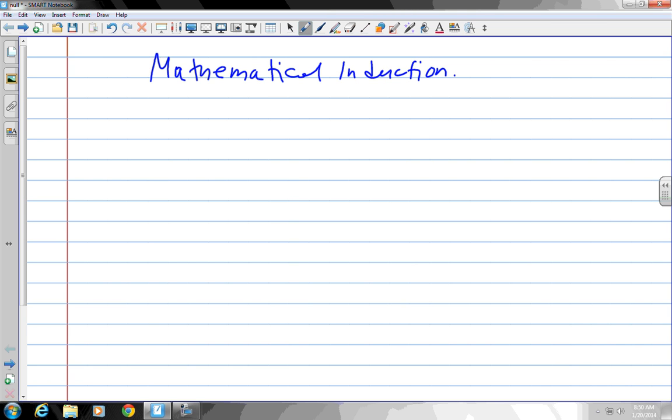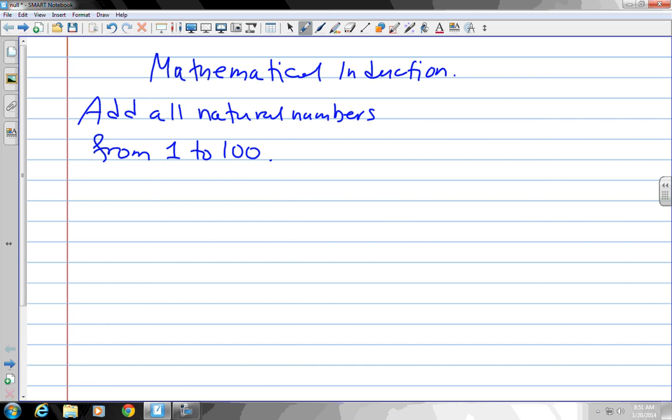So I will start with a very famous problem, and I'll ask you to add all natural numbers from 1 to 100. That's a fair question. There are a few ways of doing that. The straightforward way is to go, okay, 1 plus 2 plus 3 plus 4. How long will it take us, if I take the calculator away?